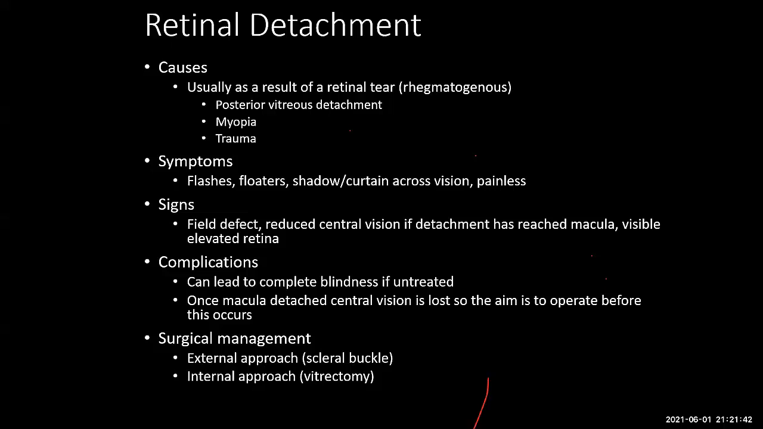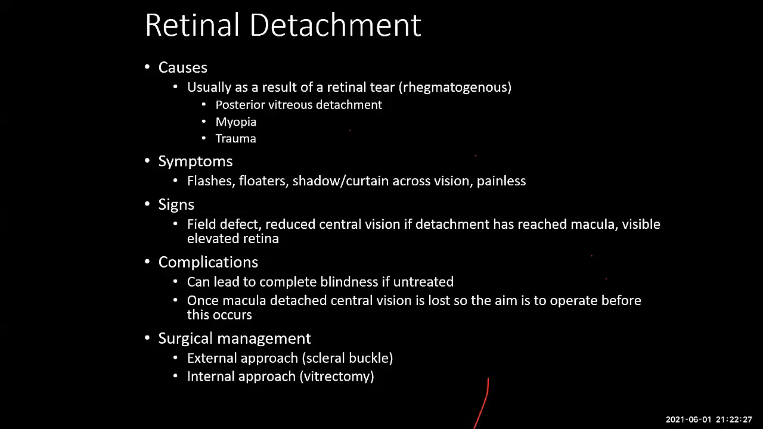Symptoms would be flashes, floaters, and sometimes shadow or curtain across vision. Usually this is painless. If somebody presenting to you with painless loss of vision without pain, you must always suspect something happening in the posterior segment, like retinal detachment. Now, signs, initially you may only have field defect, visual field defect, and then reduced central vision if the detachment has reached macula or macula is detached.